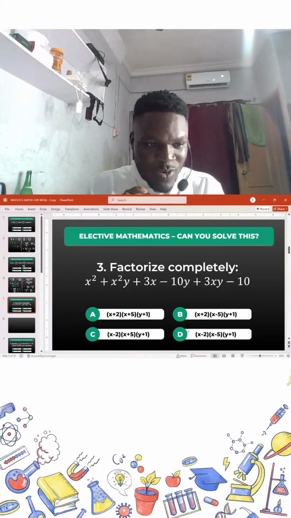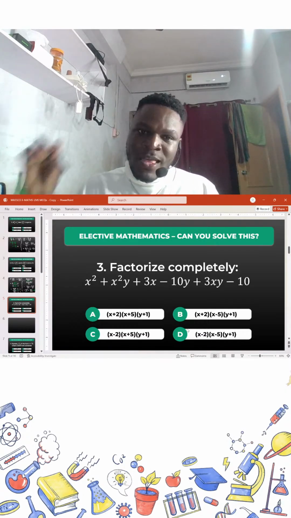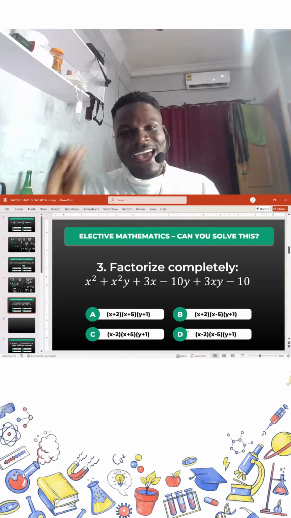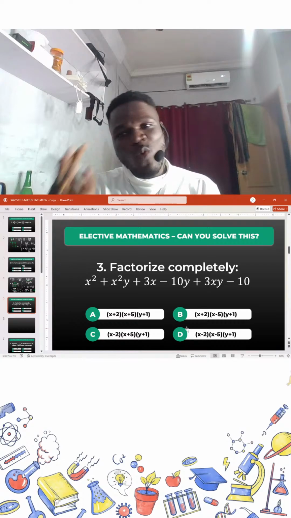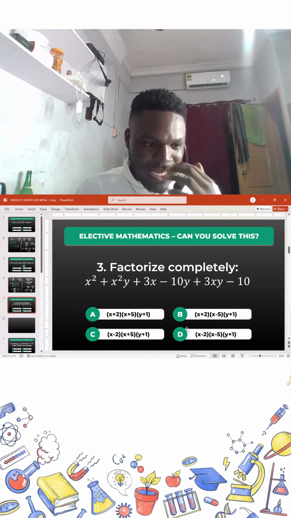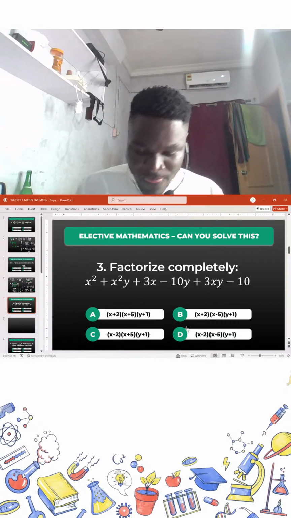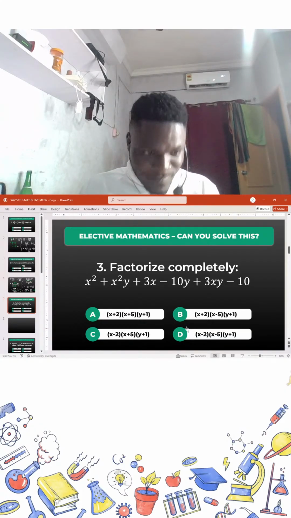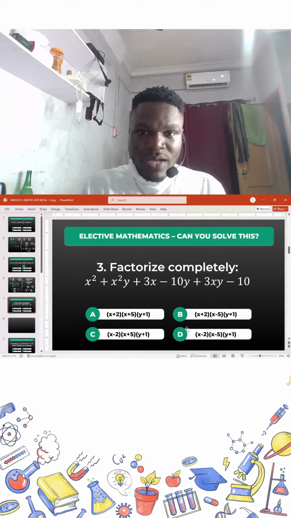A very simple question. We have to factorize completely x squared plus x squared y plus 3x minus 10y plus 3xy minus 10. That is the expression we are supposed to factorize completely. Are you okay? So I've exhausted half my page. I need to go to the other half. So guys, this is the expression that we have. We have to factorize completely this expression.